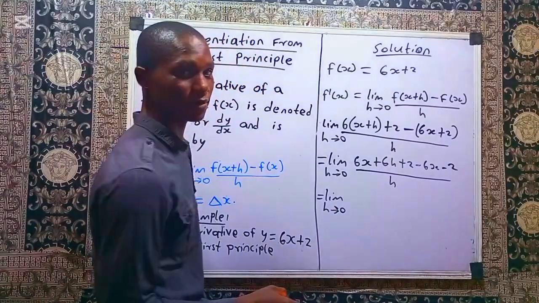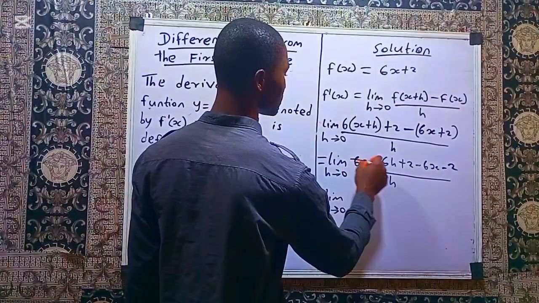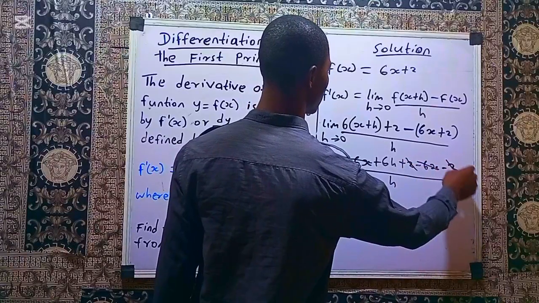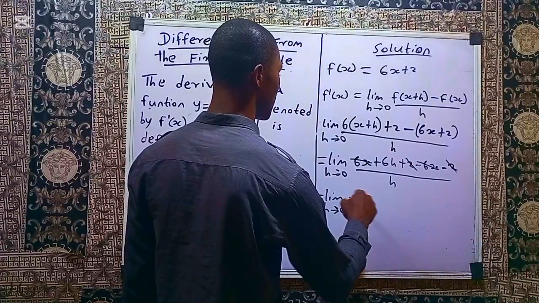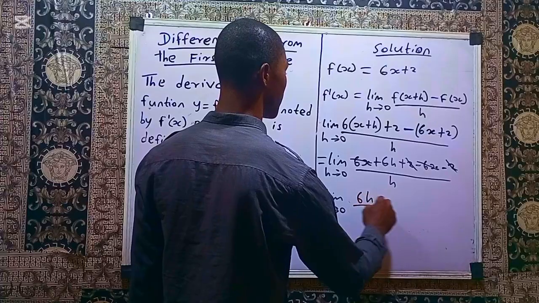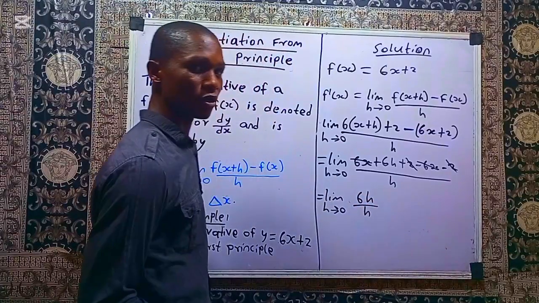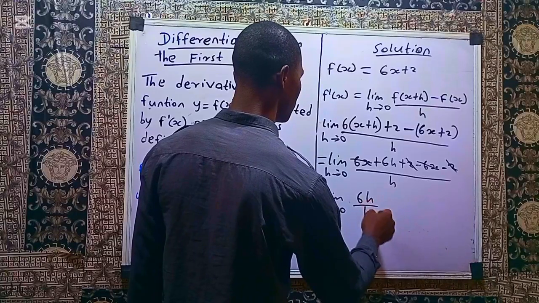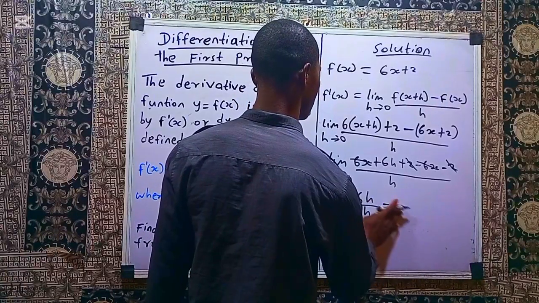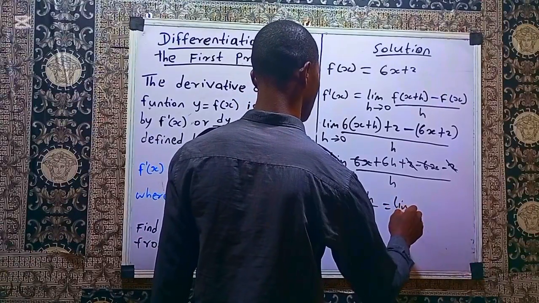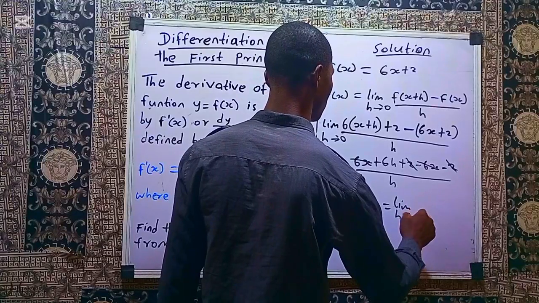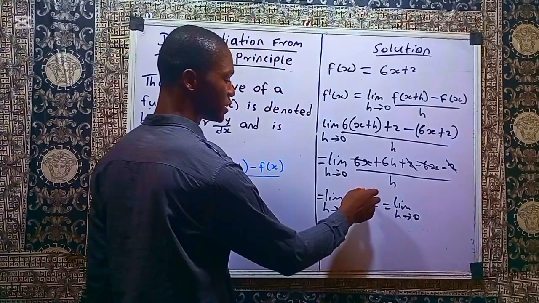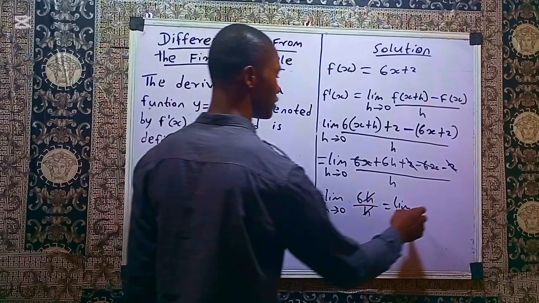Then some things can cancel. 6x will minus 6x and 2 will minus 2. So what will be left is 6h divided by what? h. Right? So clearly h can easily cancel. So we'll be having limit as h goes to 0 of, so if h cancels h, remaining what?